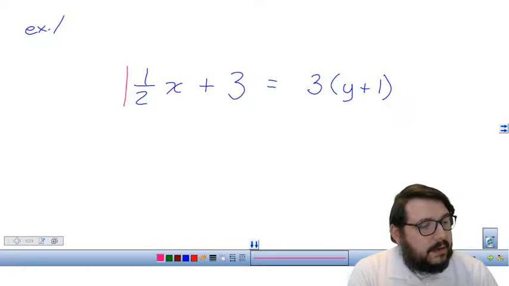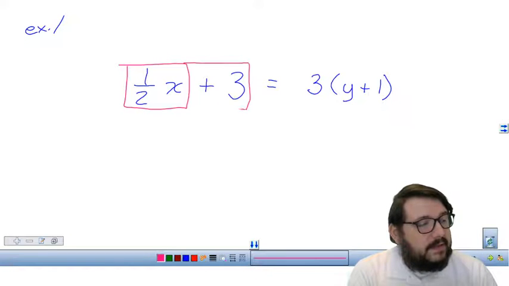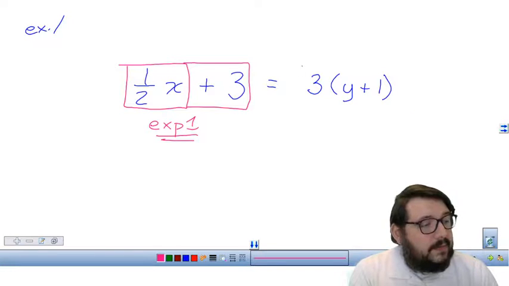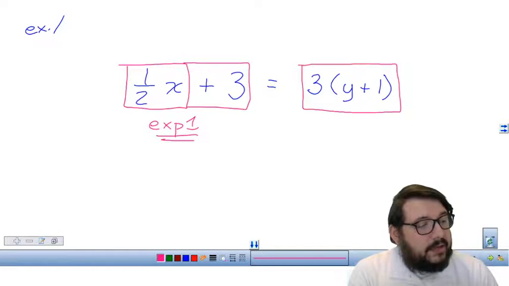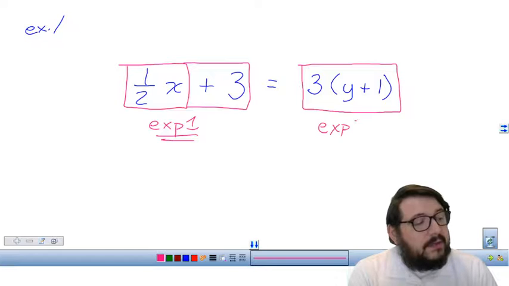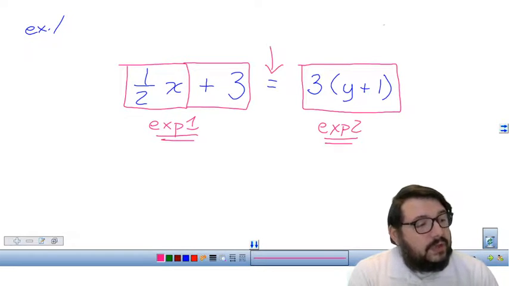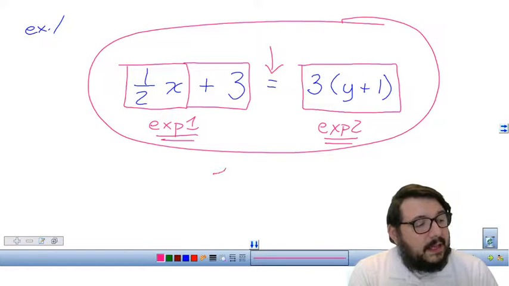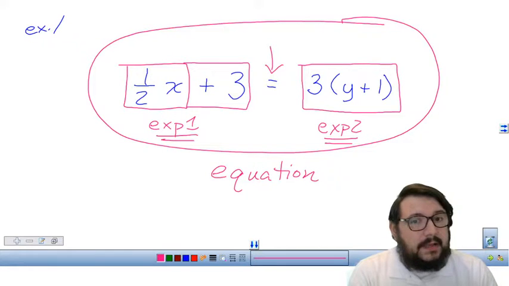Here's another one. Identify the term. Identify the term. That's expression number 1. Now we come to this one and identify the term. This one I put on purpose just to remind people, in case you haven't seen the term video in a while, that plus and minus signs inside the parentheses don't count when we're identifying terms. So this one's going to count as expression number 2. And of course, there's my equal sign in the middle. So this whole entire thing is my equation. Okay, so it's two expressions connected by an equal sign.